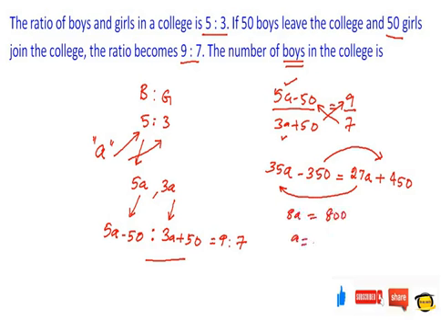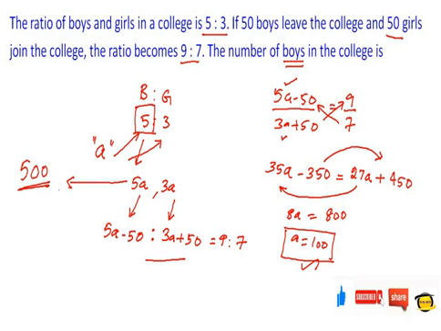So what is going to be the value of a? We can divide 8 on both sides. So a will be 100. Now what is the question? What was the number of boys in the college? If we need to find out the original number of boys, there are totally 5 parts, and we know that a is 100. So the initial assumption of the number of boys was 5a. So 5 times 100. The original number of boys is 500, right?